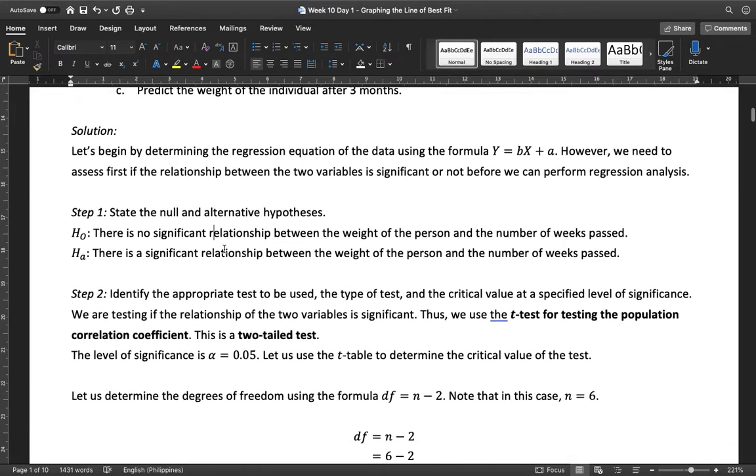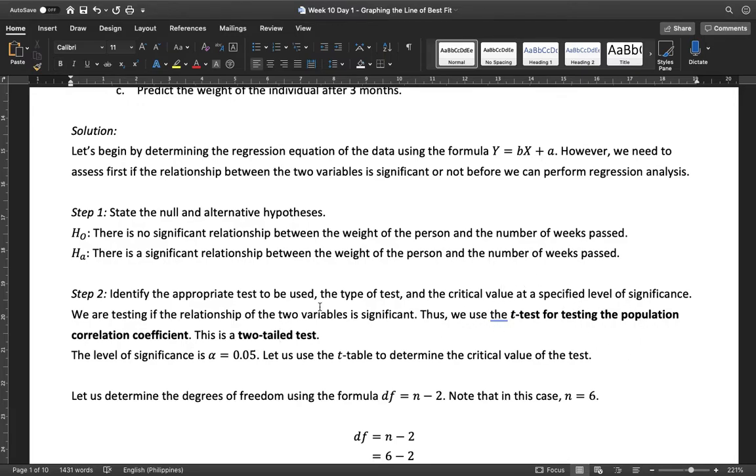Next step, anong appropriate test na gamitin natin? We will use the t-test for testing the population correlation coefficient. Bakit? Kasi inaalam lang natin kung yung relationship ba nila ay significant. Anong type of test natin? Two-tailed. Two-tailed naman lagi kapag itong testing the population correlation coefficient.